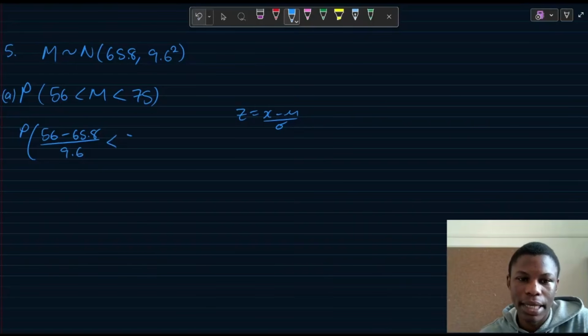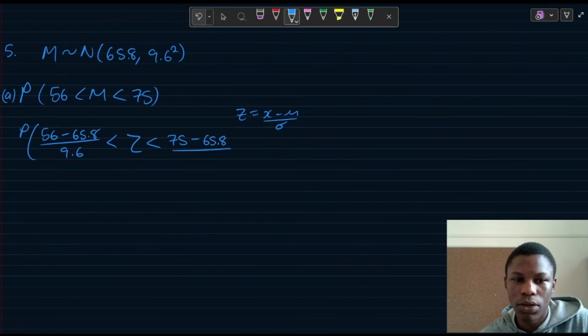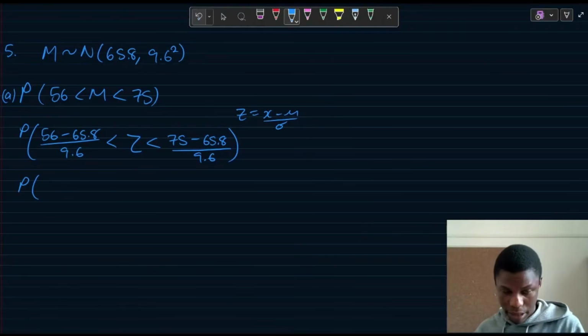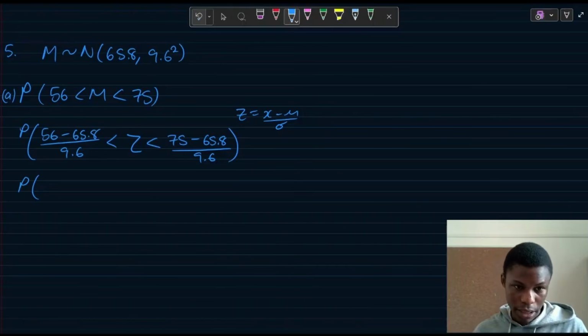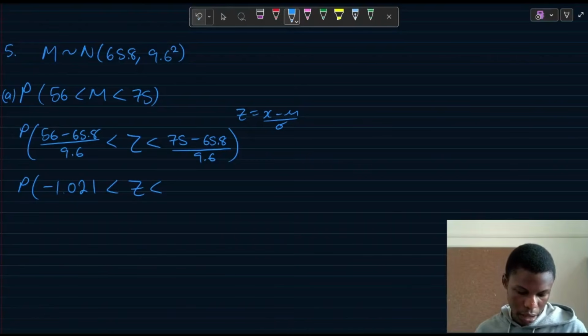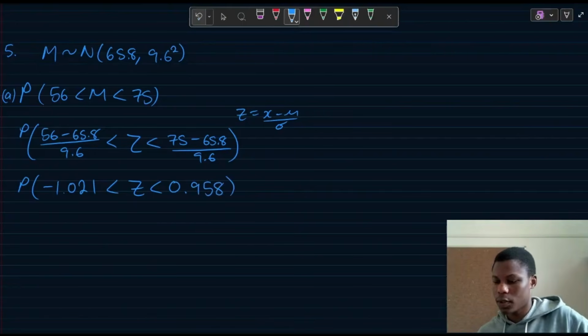When you standardize the mass, you get big Z, and then standardize the 75. So 75 minus 65.8 over 9.6. Let's simplify that. That's 56 minus 65.8 over 9.6, which gives us negative 1.021 to 3 decimal places. And if we do the same for the 75, we get 0.958.